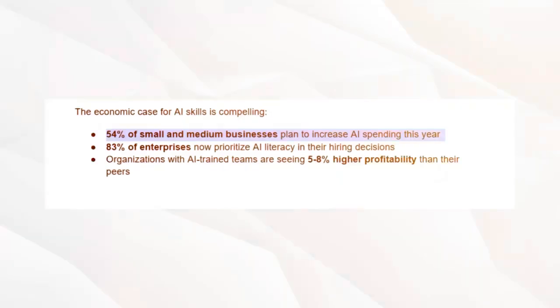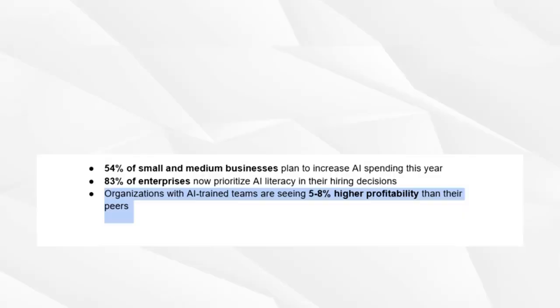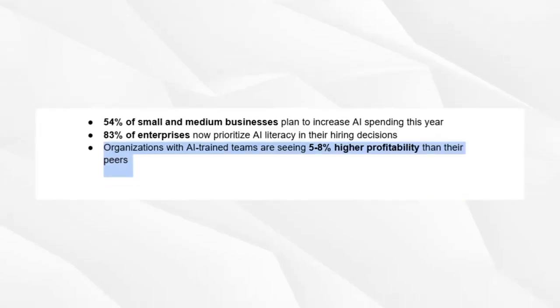What's revolutionary here is that none of these companies needed to hire AI specialists or data scientists to achieve these results. The economic case for AI skills is compelling. 54% of small and medium businesses plan to increase AI spending this year. 83% of enterprises now prioritize AI literacy in their hiring decisions. Organizations with AI-trained teams are seeing 5 to 8% higher profitability than their peers.